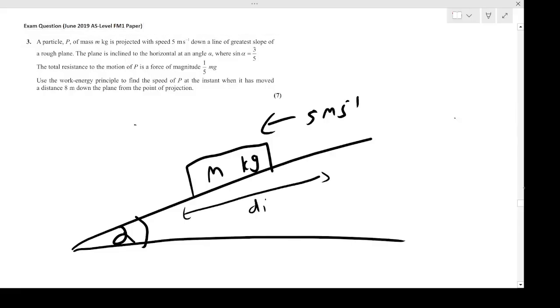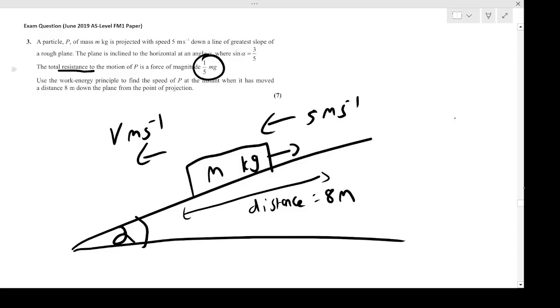So when the distance is 8, what is the speed? What's the final speed after 8 meters down the slope? I'll call it V again, right? I'm also told, again, there's going to be a resistance force. Now, if it's moving down the slope, the resistance will go up the slope like this. And I'm told the force is a fifth of mg.